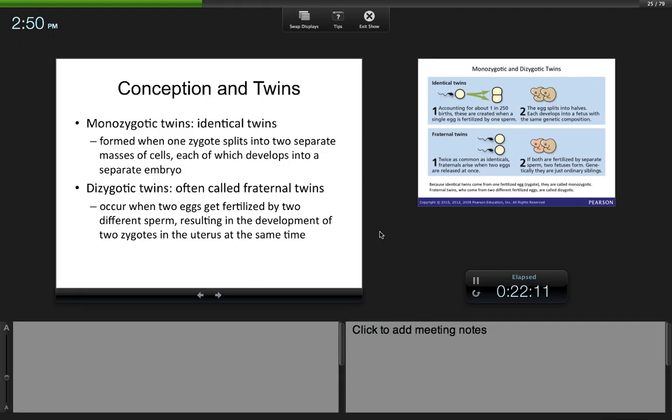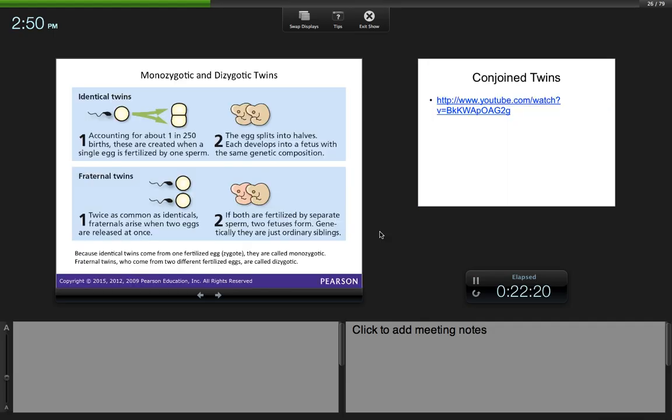So monozygotic twins, one. Dizygotic twins mean two. So identical twins, one egg, one ovum, for whatever reason, again, it's not completely well understood, it splits. Fraternal twins, two separate eggs, two separate sperm, no split here, two separate zygotes.